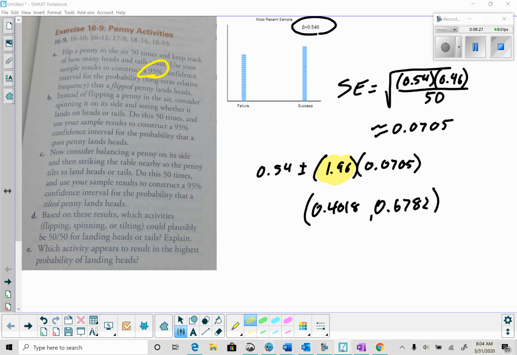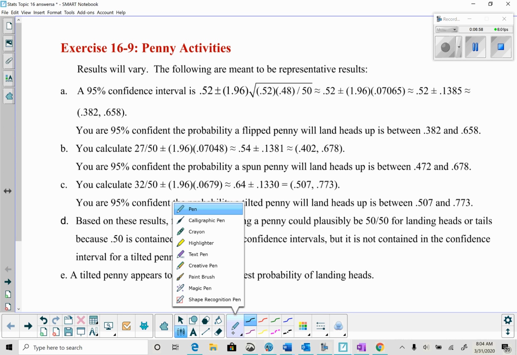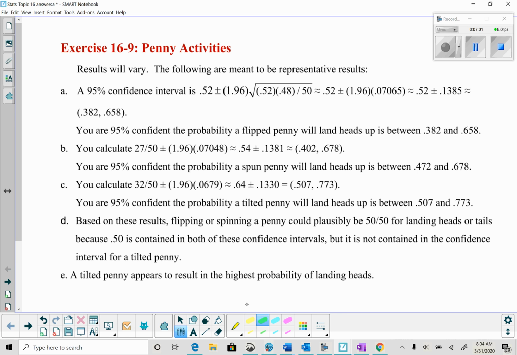Okay. Now, the authors went ahead and did theirs. Sorry, just emphasizing again, they're asking for a 95% confidence interval, so that critical value is always going to be 1.96 every time they want a 95% confidence interval. So theirs turned out a little bit differently than mine. They came up with 0.52, so their confidence interval has slightly different numbers. And that's fine. I'm expecting to see that with your assignments, okay? So here's the confidence interval for the tossed or flipped coin.